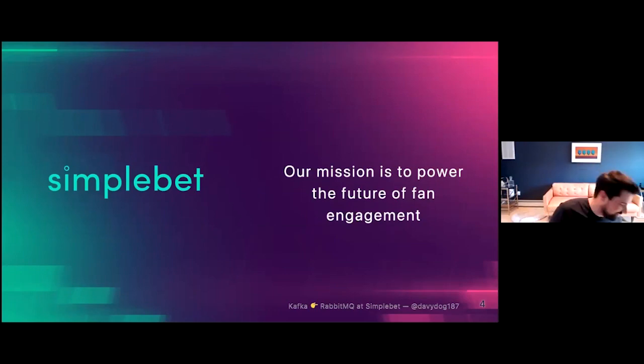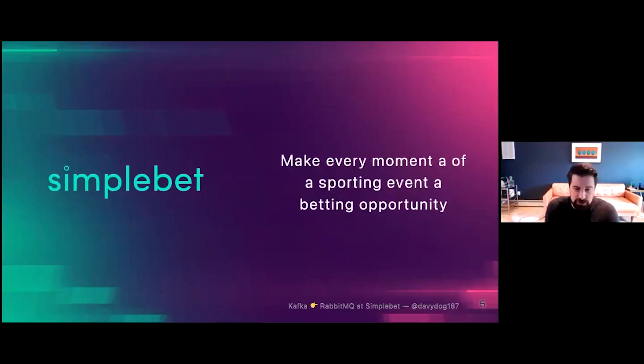All right, so let's start with SimpleBet and who we are. So our mission is to power the future of fan engagement. And the way that we're doing that is we're trying to make every moment of a sporting event a betting opportunity.